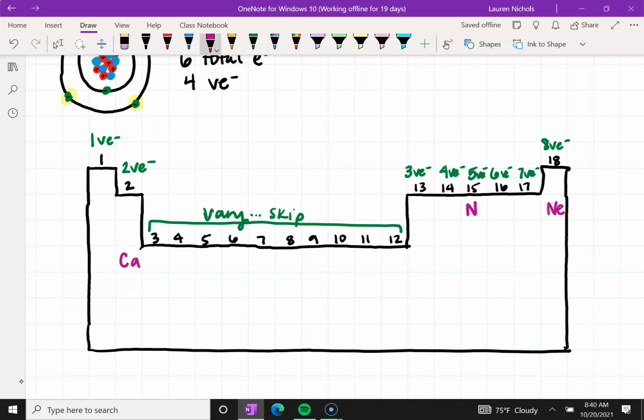Now, the only atom that does not follow this rule is helium. The reason why is because remember when we talked about how in electron configuration, it looked like there was a box right here missing, and we talked about how it's helium. Helium only has 2 electrons total, and that means both of them are valence electrons, even though it's in column 18, because it has that full energy level.